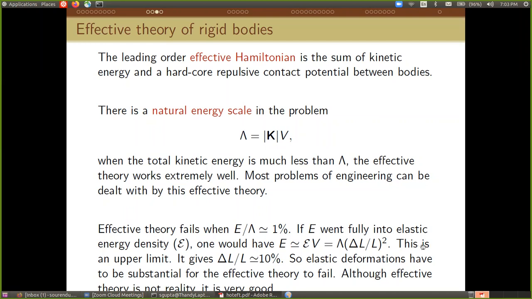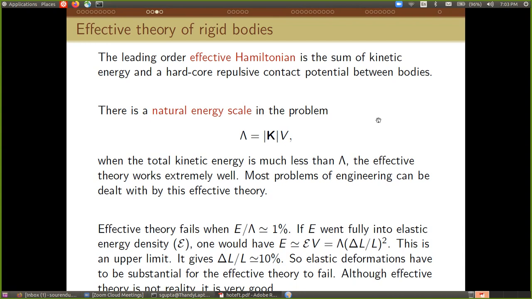Okay. And this, of course, is an upper limit because the kinetic energy does not usually go entirely into the elastic energy density. Okay. So if you now put this in here, you see that delta L by L is of the order of 10%. And 10% is a substantial deformation. So elastic deformations have to be very substantial for this effective Hamiltonian to fail. So although this effective Hamiltonian is not the reality, it is actually a very good approximation to the dynamics of the bodies.